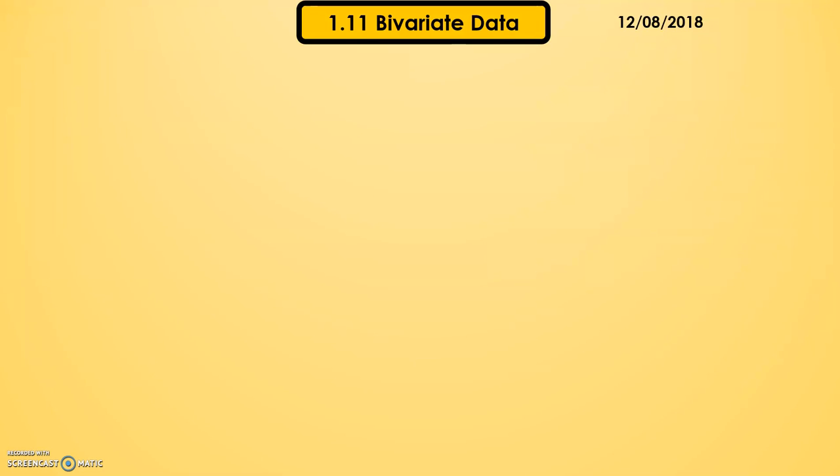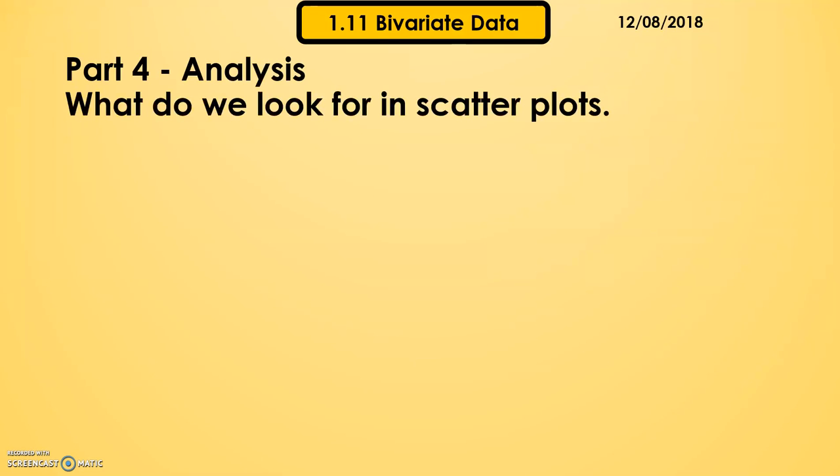Right, welcome to part four of our investigation. So far, we've come up with an investigative question that we're interested in. We have defined the variables, and we have decided which one is the explanatory and which one is the response variable. We've then created our scatter graphs, and we are now looking at the analysis of those graphs. So, what do we look for in a scatterplot?